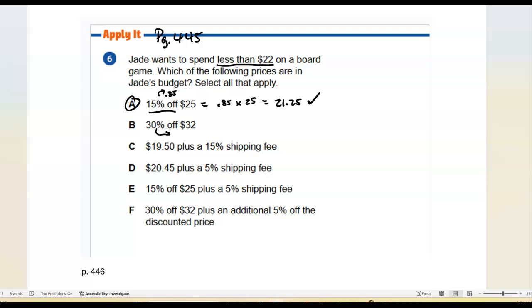The next one is 30% off 32. So that's 0.70 times 32.